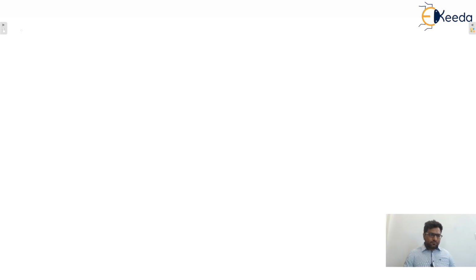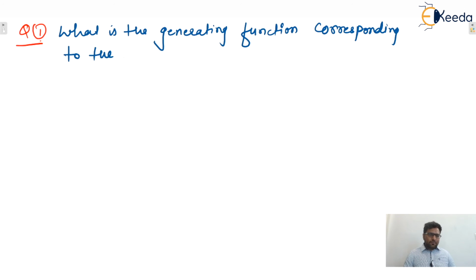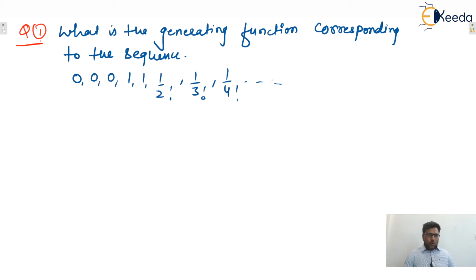Let's say, yes, first problem is, what is the generating function corresponding to the sequence? One sequence is given to you: 0, 0, 0, 1, 1 by 2 factorial, 1 by 3 factorial, 1 by 4 factorial, and so on.